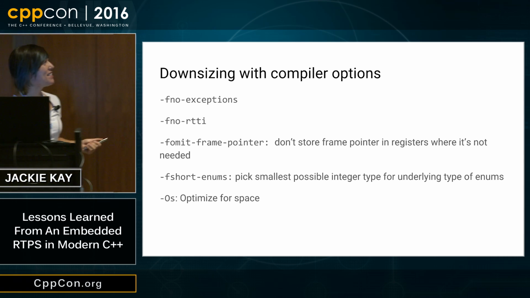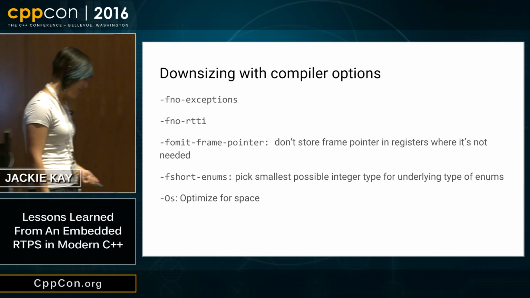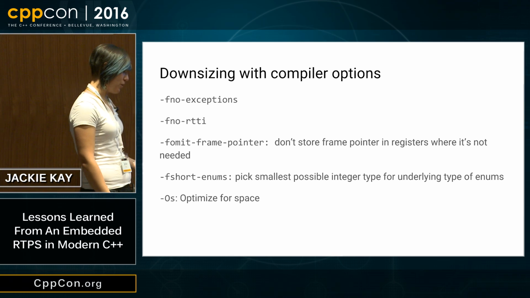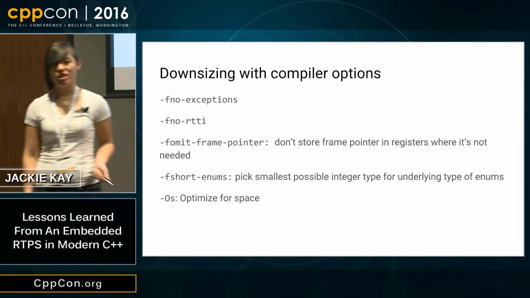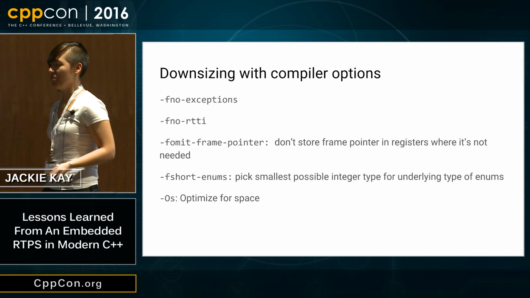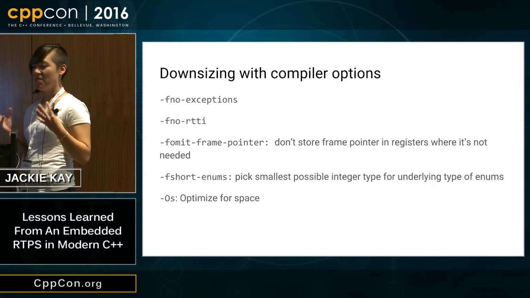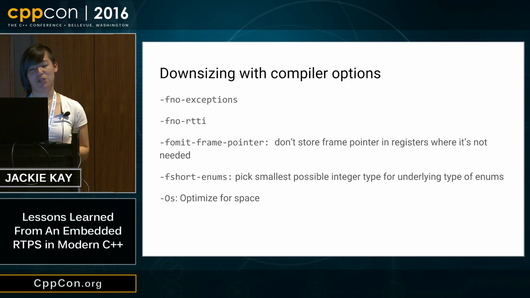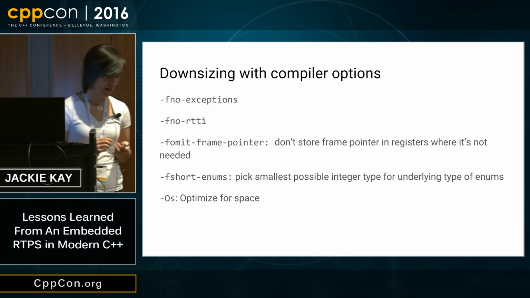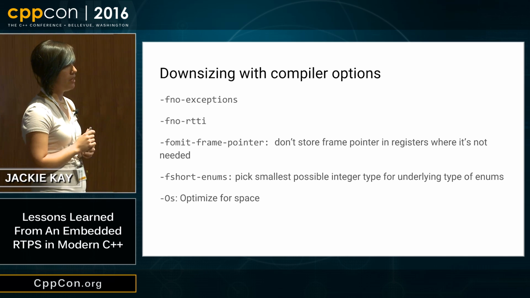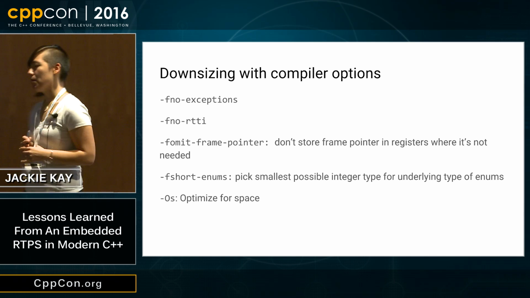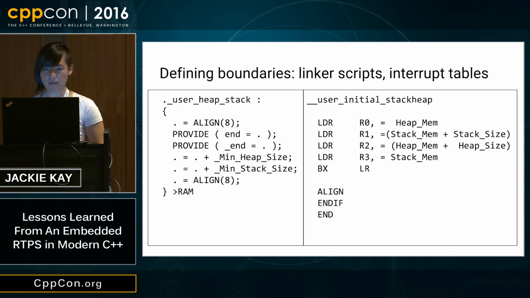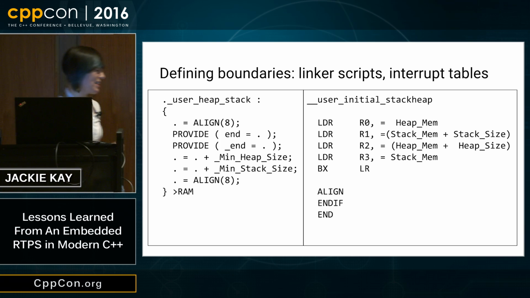So -Os is maybe something you didn't know about. Rather than optimize for speed, optimize for space, because that can be a trade-off between those two. So unlike maybe game development, we're not going to be optimizing for speed. Keep that in mind. And so I mentioned dynamic memory allocation.